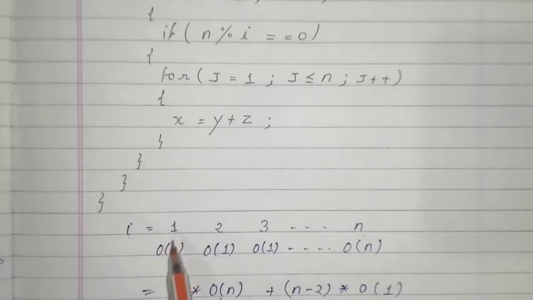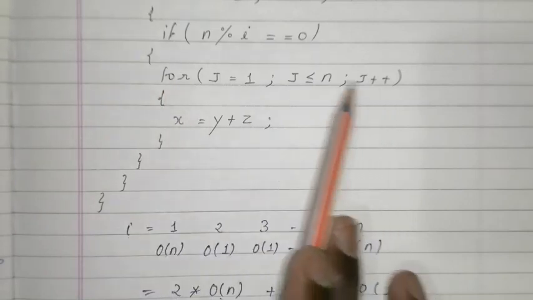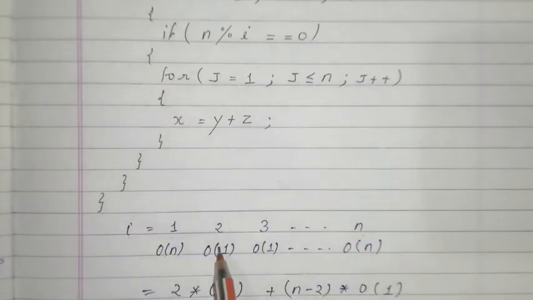So when the number is 1, it takes order of n times because it will run the whole for loop. Okay, when it is another number, it takes constant time, and when it is the same number, it takes order of n times. So 2 times it takes order of n, and n minus 2 times it takes constant. So overall time complexity of this program is order of n.